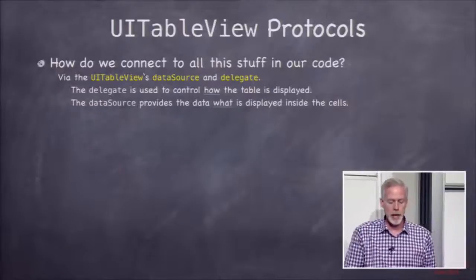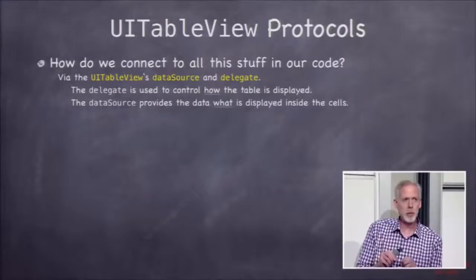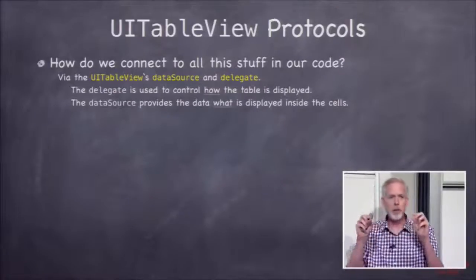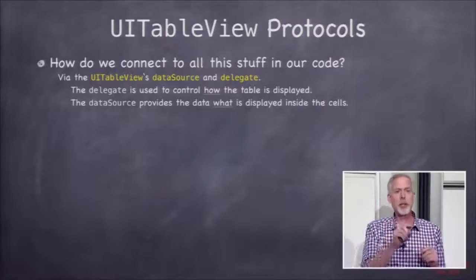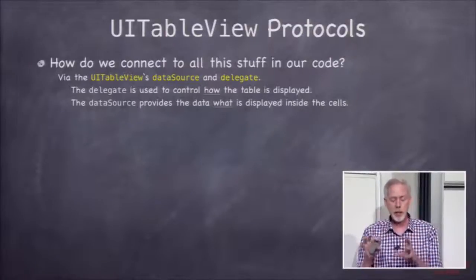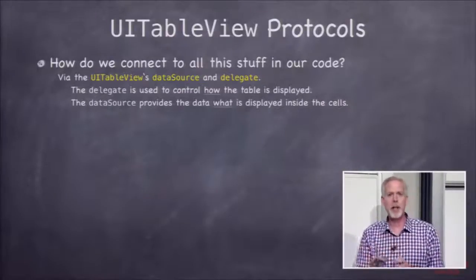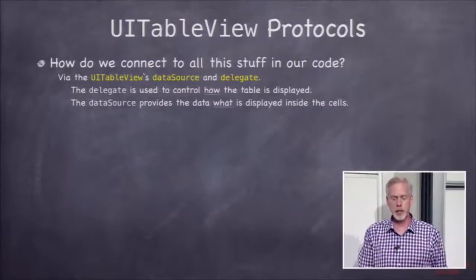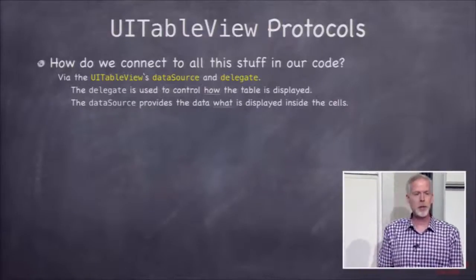The delegate, on the other hand, is for how the table is displayed, how we arrange things, what views we use to show those headers and footers, those kind of things. What if someone touches a row and we want to react to that? That's all the delegate. Okay, it's not about the data that's being displayed. It's more like how are we displaying this table and how is it reacting to touches and things like that. So we're going to talk about both of these, the data source and the delegate.